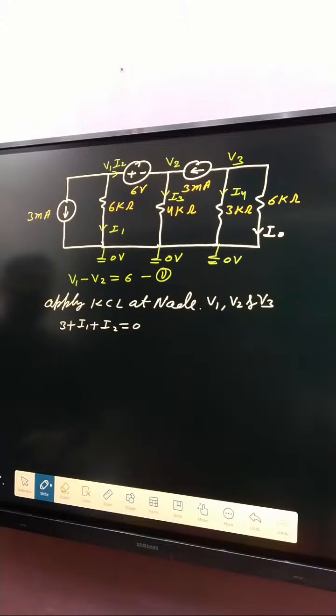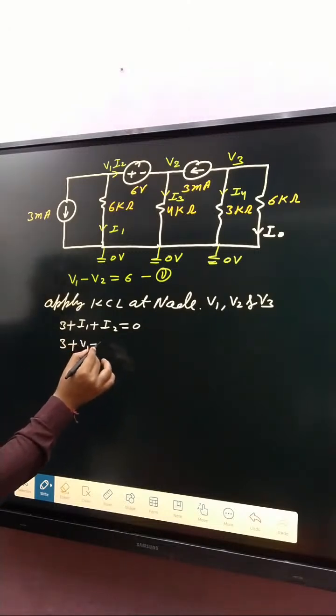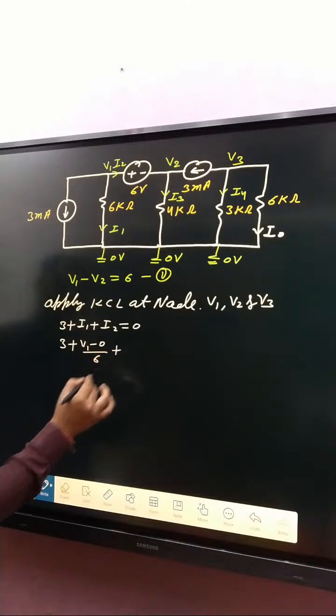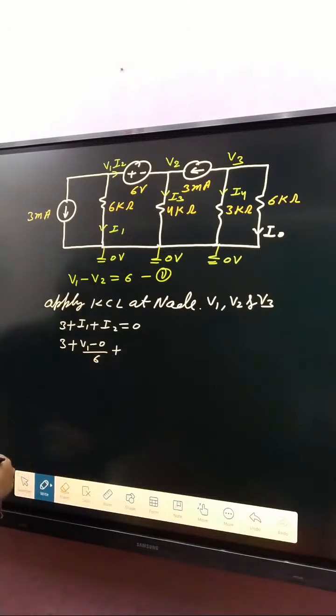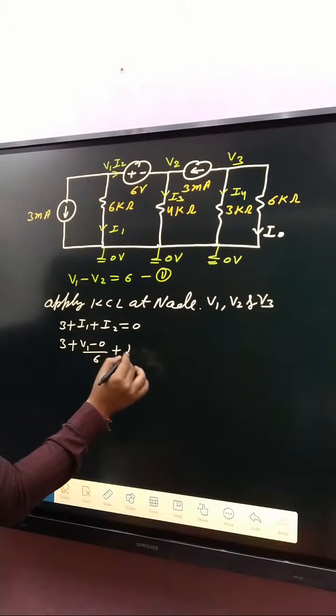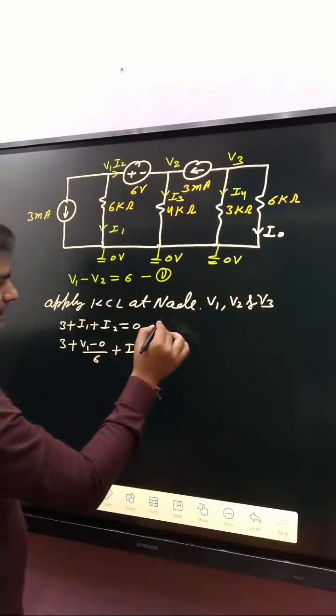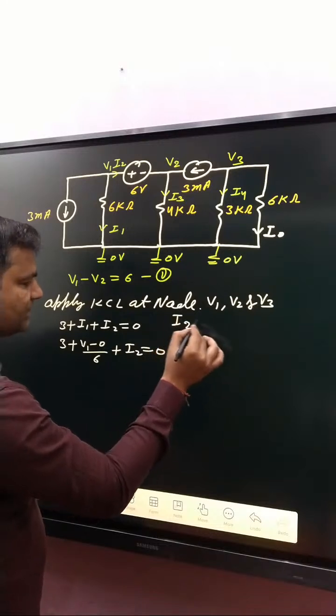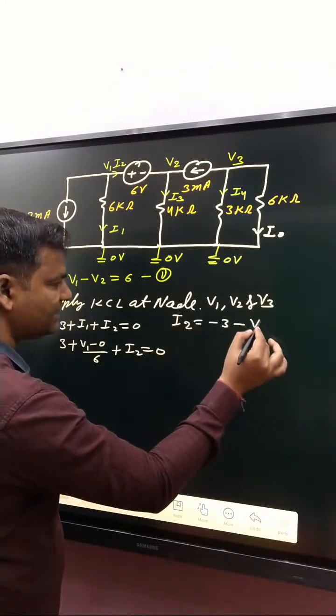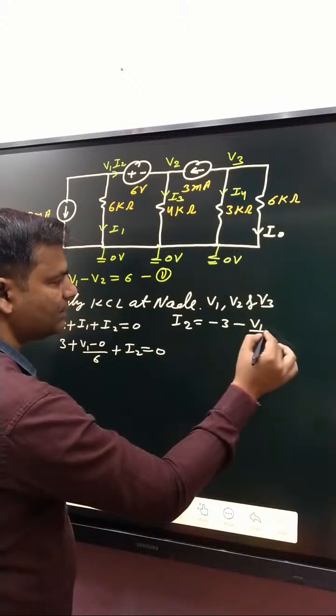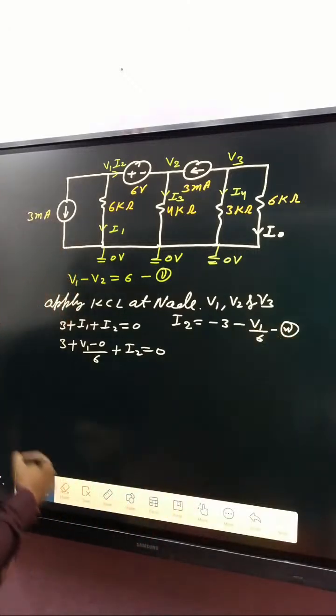Okay. 3 plus I1, where I1 is V1 minus 0 divided by 6. I2 is, what about I2? No idea. So simply written here, I2 this will equal to minus 3 minus V1 by 6. Equation number 2.